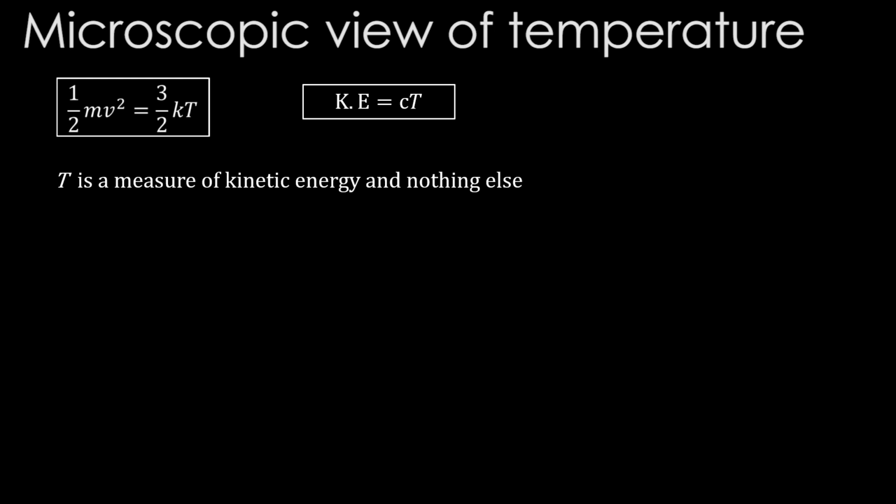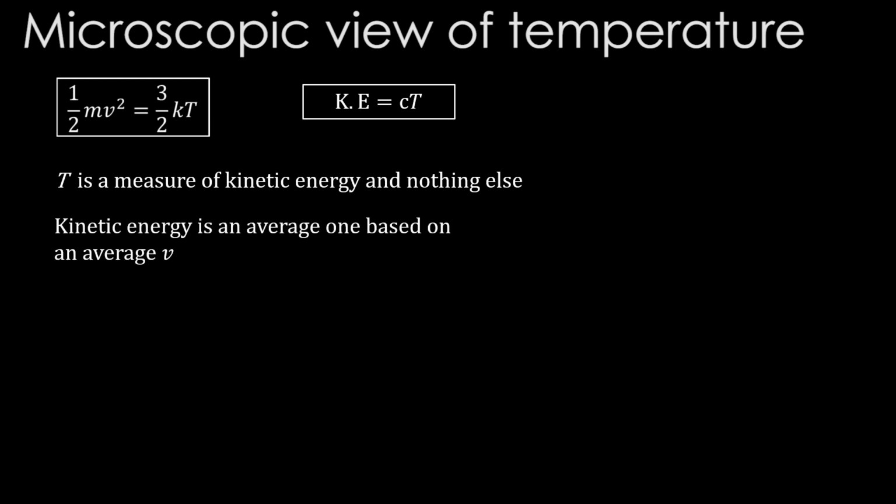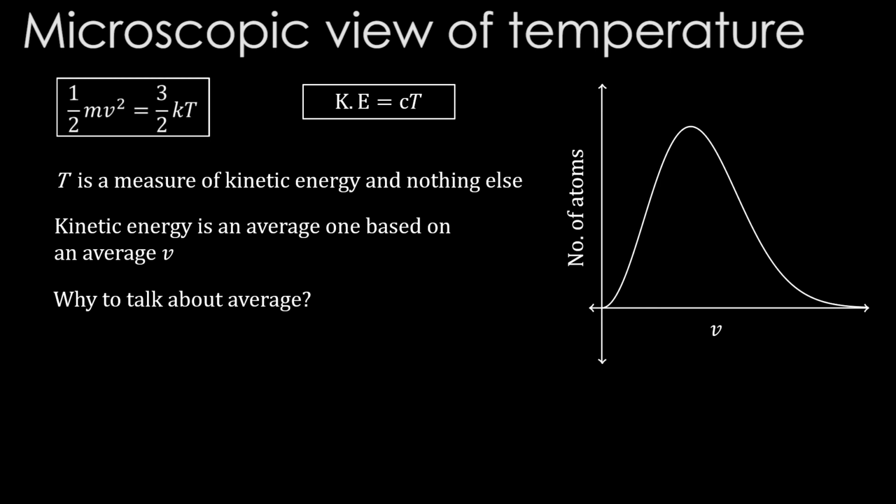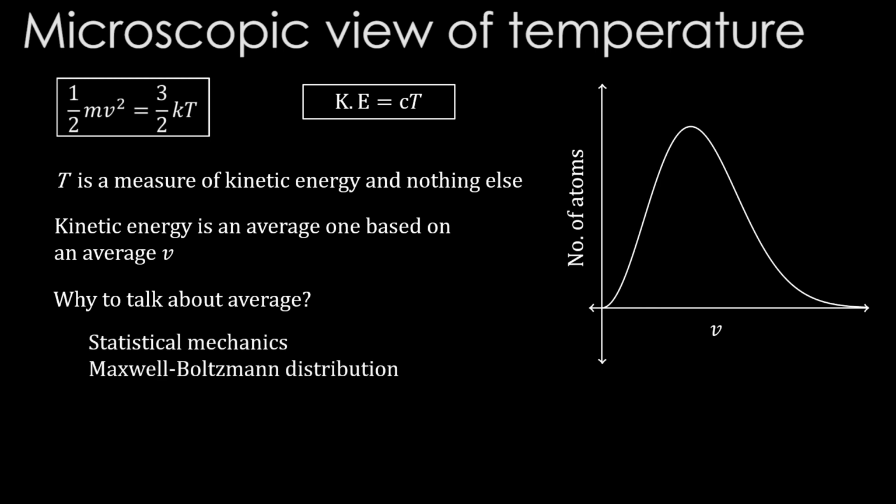Fine. Now a few words of caution. The kinetic energy is only an average one based on an average velocity. Why? Because statistical mechanics says the velocity is not equal for all the atoms. It is usually a distribution like this called the Maxwell-Boltzmann distribution. That means some atoms have high velocity and some have low velocity. In fact, a spectrum of velocities exists, although the overall temperature is a single value.